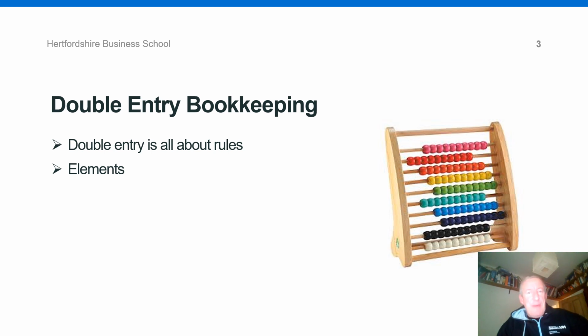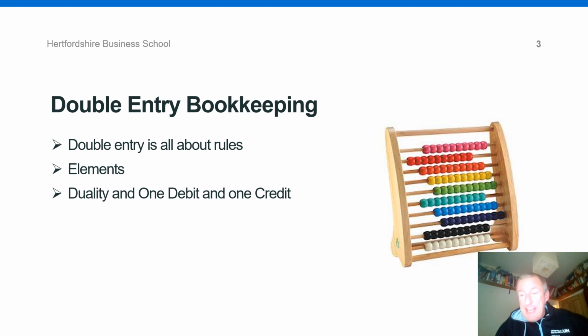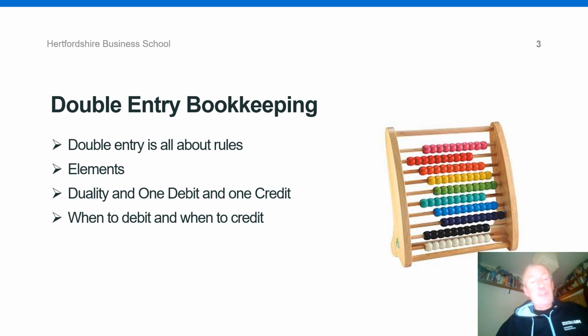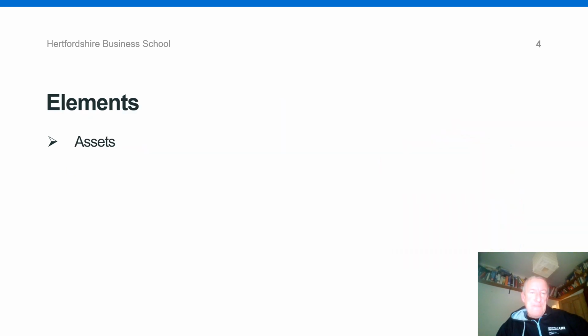Now, double entry bookkeeping is an essential part of any accounting degree, and it can be explained fairly shortly because it is about the rules. It's often computerized. To begin with, I need to explain the elements. I'll then talk about duality, one debit, one credit. And finally, when we debit and when we credit. These are the basic rules of double entry bookkeeping. So let's start at the beginning with elements.